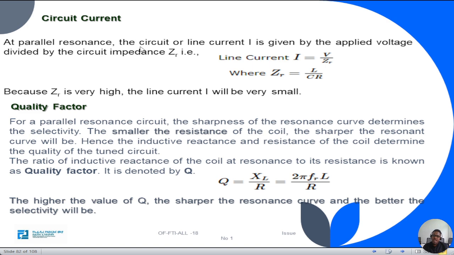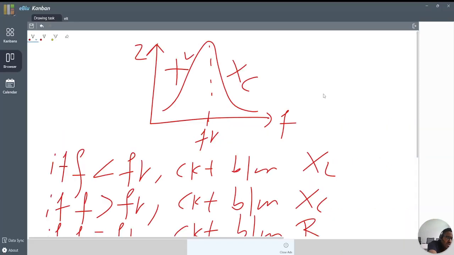At parallel resonance, the line current is given by the applied voltage divided by the circuit impedance. So line current is V over ZR, where ZR is the dynamic impedance of our circuit, L over CR. Because ZR is very high, the line current will be very low. So the current becomes like this.